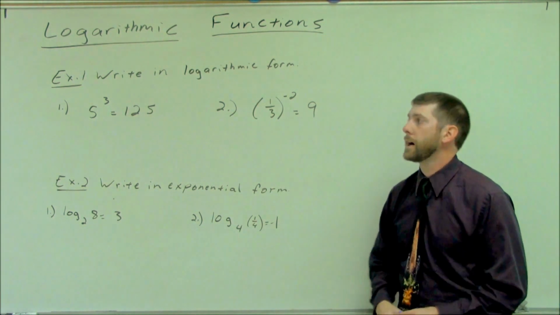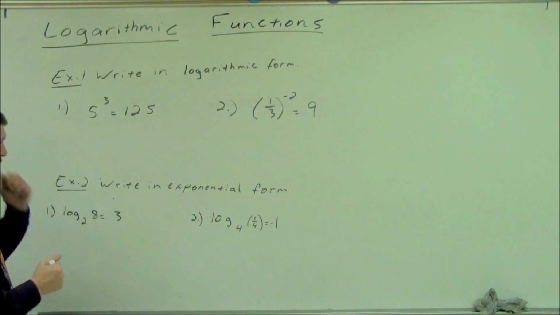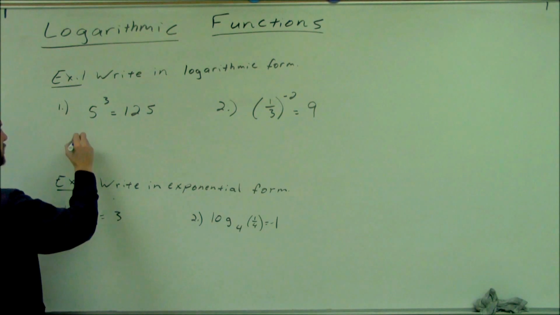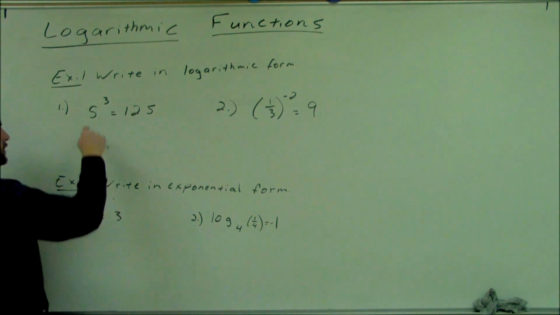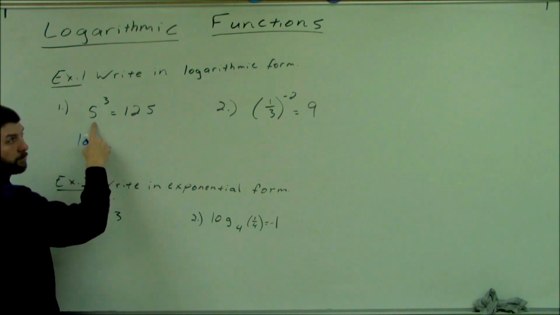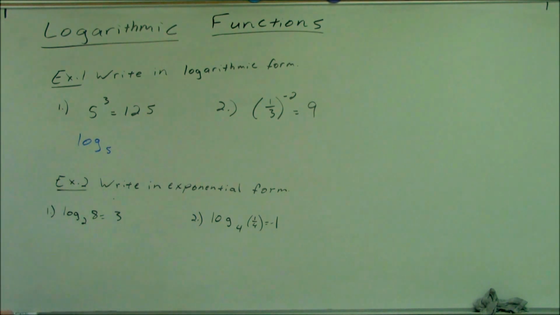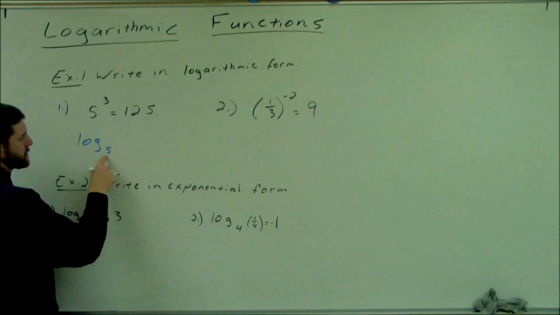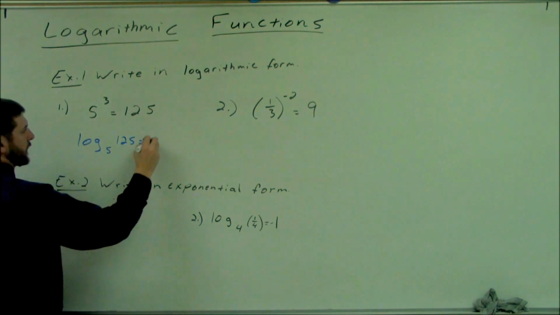So right now if we want to write in log form, think about what log form is. We said it before. Log asks the question, how many times did I multiply this number by itself to get this number? So that's what we're going to write. Log base this number. So this number times itself, how many times to get this number? And the answer is 3.